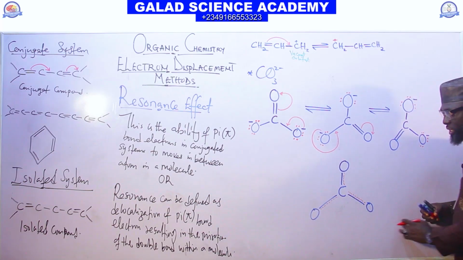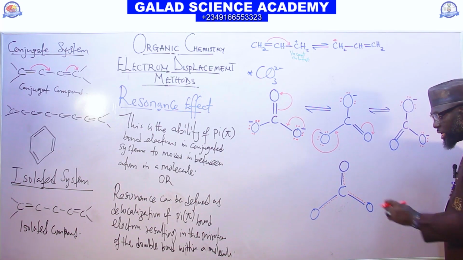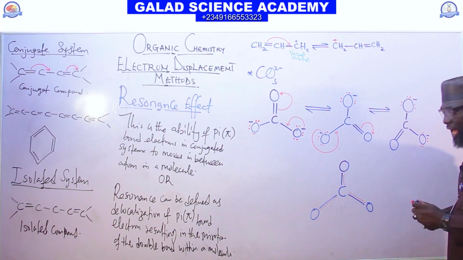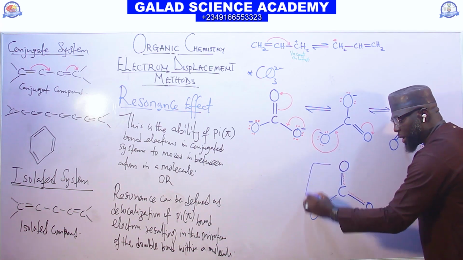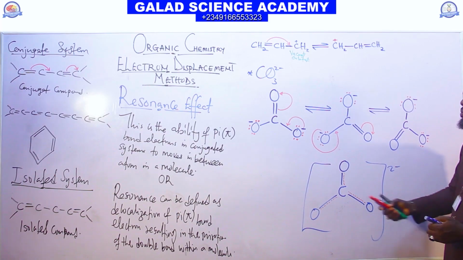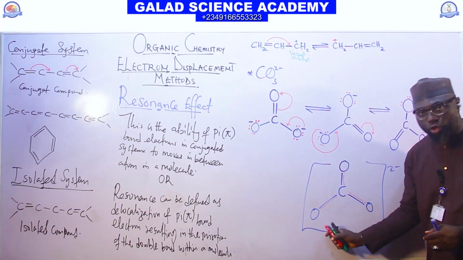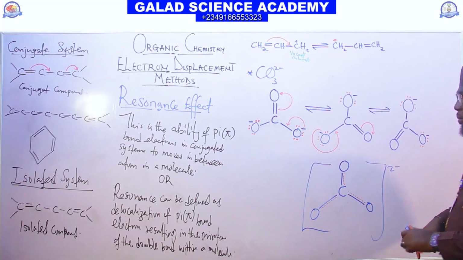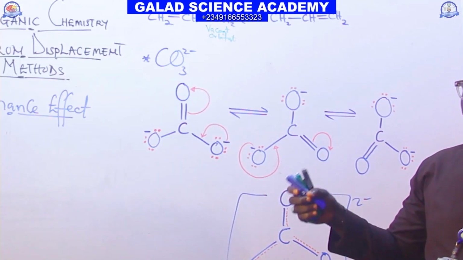The double bond is not in one place. It is rotating between the three oxygen atoms. Where are we going to put our minus? We can put our minus two here. This is what we call the hybrid orbital. This is the real structure of CO3 2-.